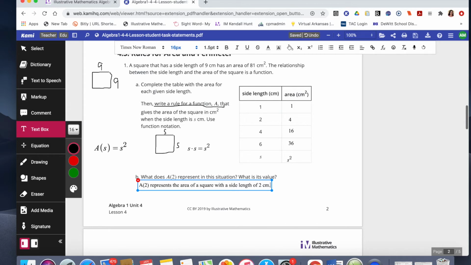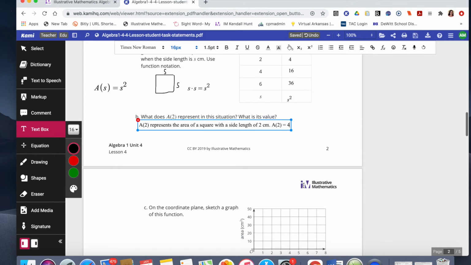If we were to say this equals something, whatever we say it equals would actually be the area of that square with a side length of 2. And then it says, what is its value? Well, A of 2 equals 2 times 2, which is 4. And that's all you have to do for that one.